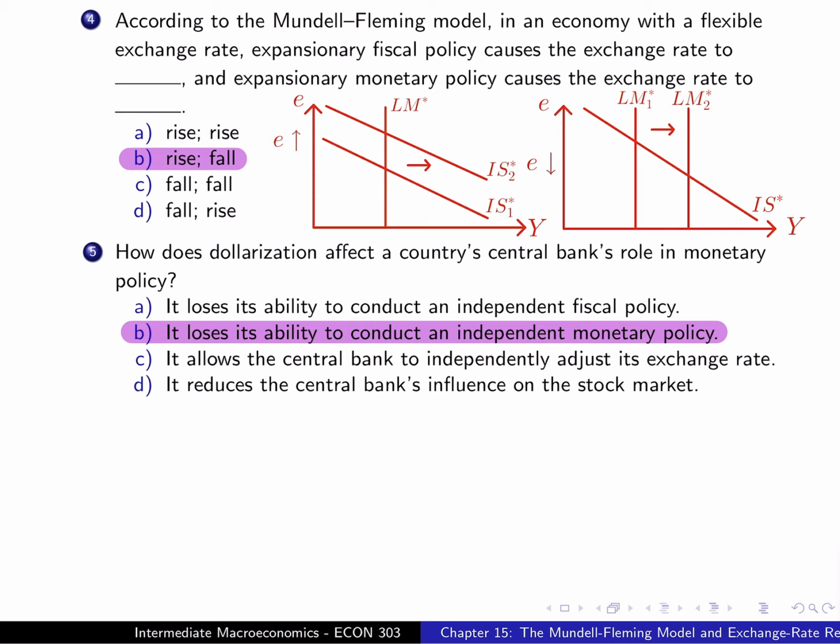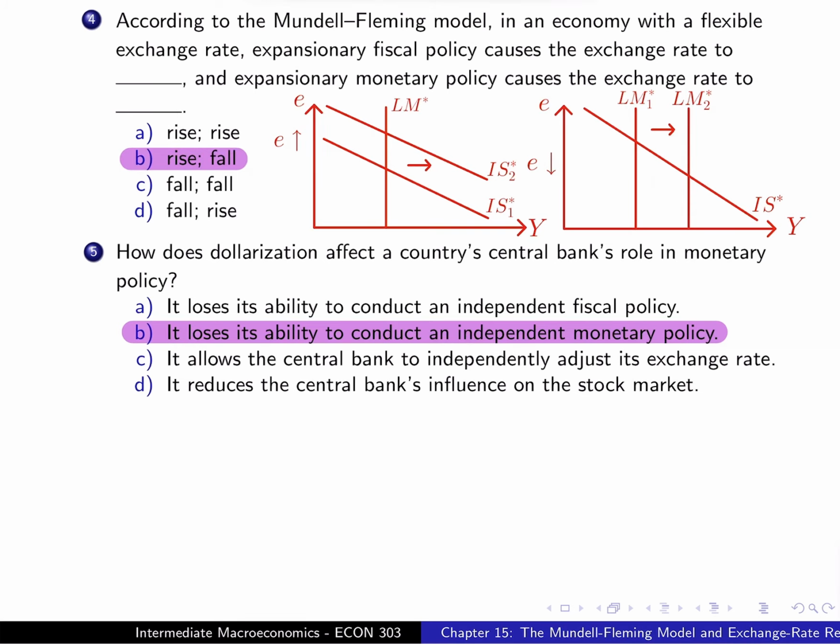Question number 5. How does dollarization affect a country's central bank? Under dollarization, it eliminates the country's ability to run its own monetary policy. The correct answer is B. It loses its ability to conduct an independent monetary policy.